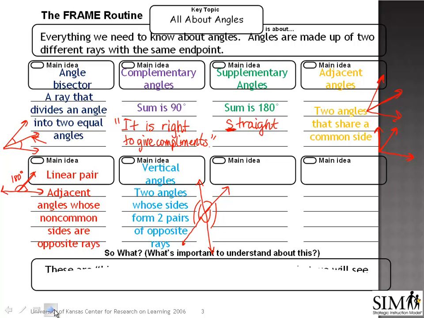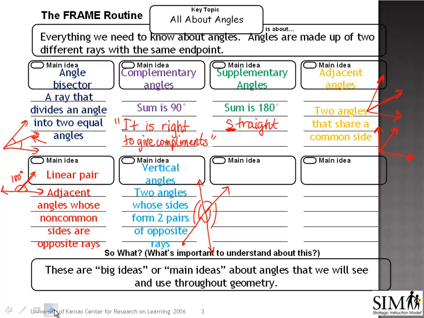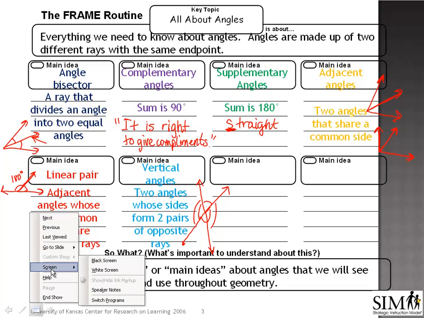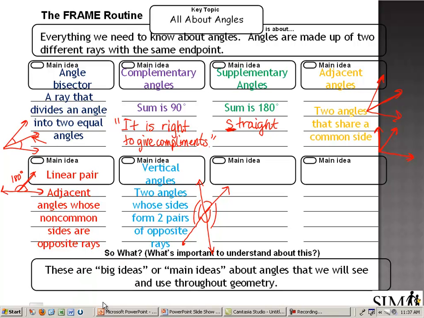We have the same so what here. These are big ideas or main ideas about angles that we'll see and use throughout geometry. So make sure you watch the next video as well to make sure that you get everything you need for this lesson.